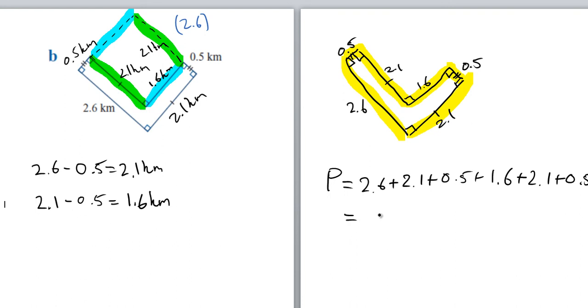Alright, so that's all we do, right? We look at the shape, we look at the total lengths of the outside of the shape, and that'll give us our perimeter. And if we add those all up, we should get 9.4, and the unit was kilometers, so 9.4 kilometers. And that's the answer.